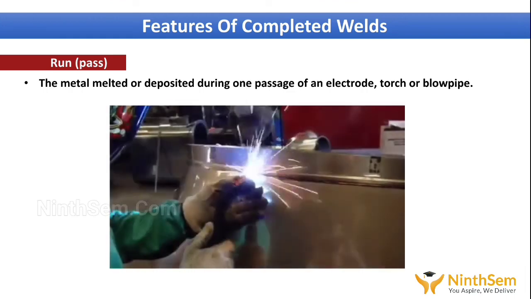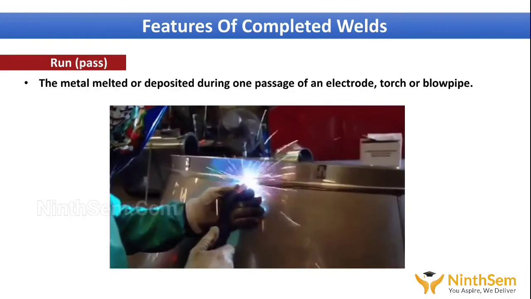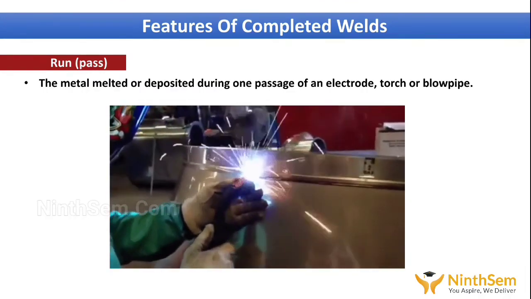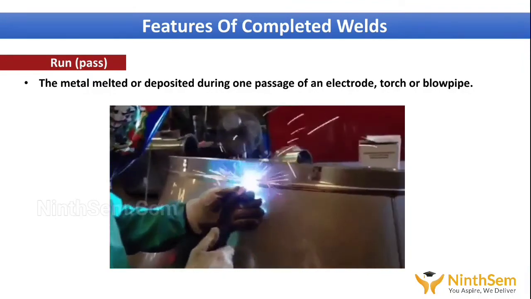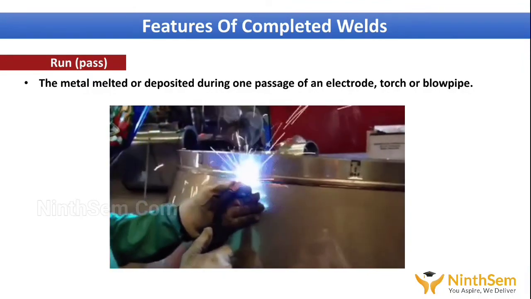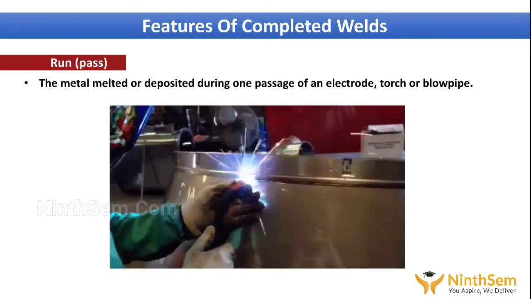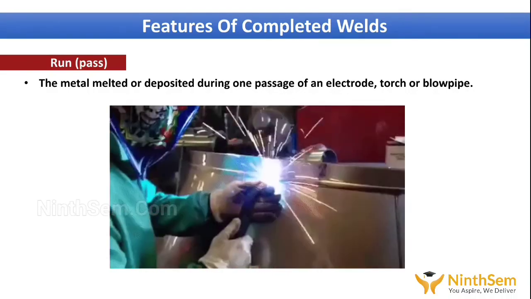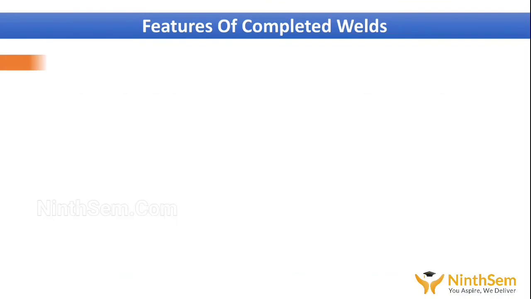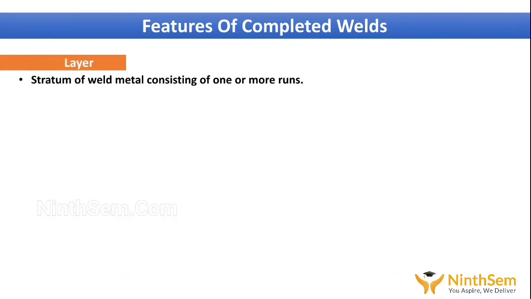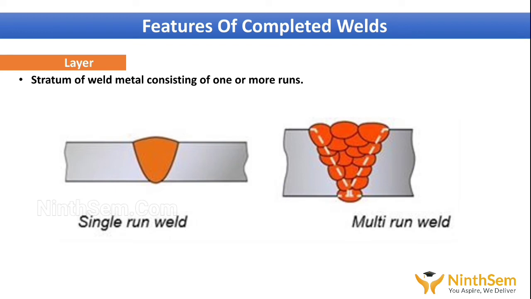You can say pass also. So single run weld or multi run weld. A run is the metal melted or deposited during one passage of an electrode, torch or blowpipe. Next one is layer: a stratum of weld metal consisting of one or more runs.